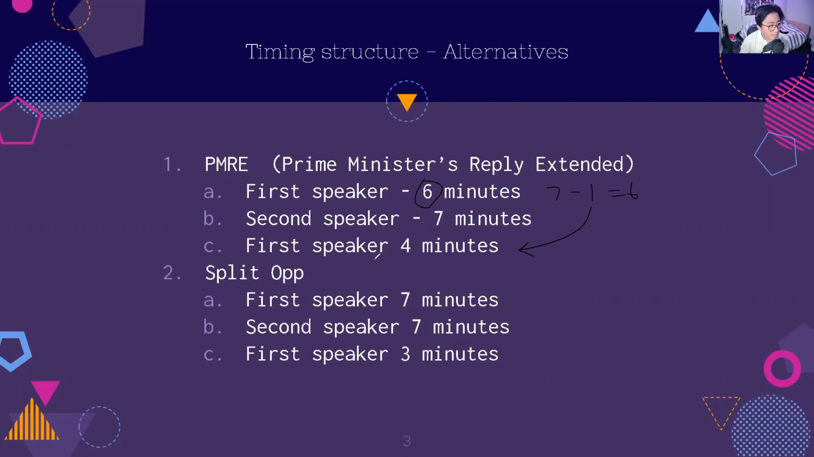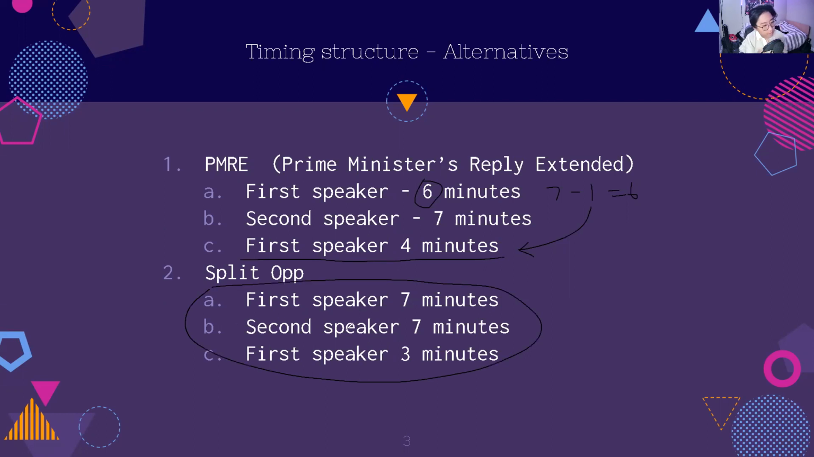The reason people like to do this, because you might be wondering, why would I want to take more time away from my first speech, the speech that matters a lot, right? The reason why this is a very popular form of timing structure for government teams is because you're still able to develop your analysis a good amount with that 6 minutes. But having this extra 1 minute in your reply speech means you're better able to respond to the rest of the opposition's case.